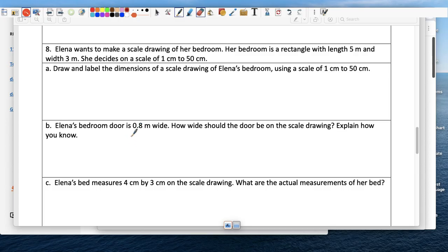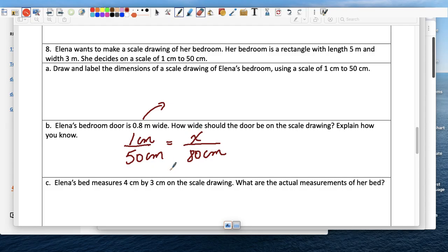Now this bedroom door is 0.8 meters wide, so what would the door be on my drawing in my notebook? Again, let's use a scale. 1 centimeter is 50 centimeters. Notice that all the units in the proportion I'm about to set are in centimeters, so I have to change 0.8 meters. 0.8 meters in centimeters is 80 centimeters. So how many centimeters will I use in my notebook?